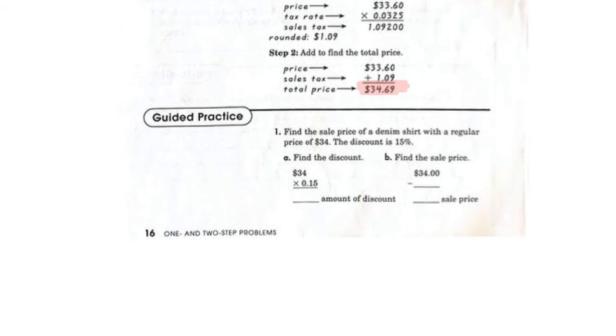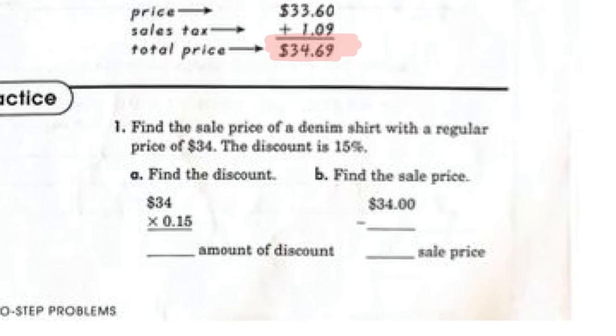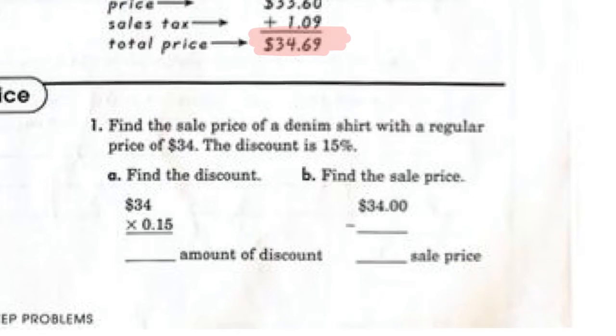So on problem number 1, it says find the sale price of a denim shirt with a regular price of $34. The discount is 15%. So if I take 34 and I multiply that by 15%, I get a price of $5.10. That is the amount of the discount.